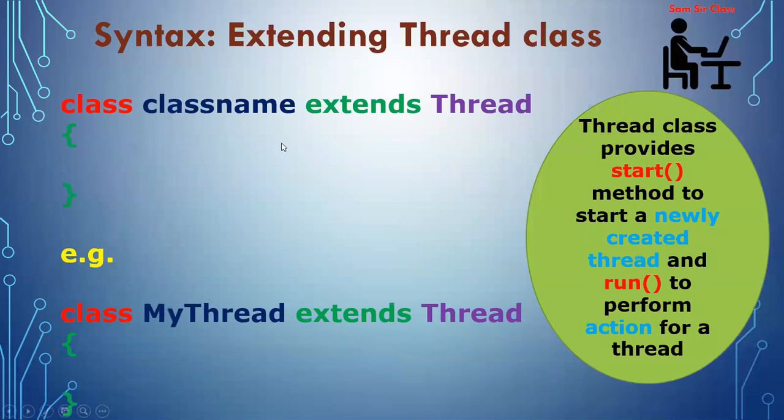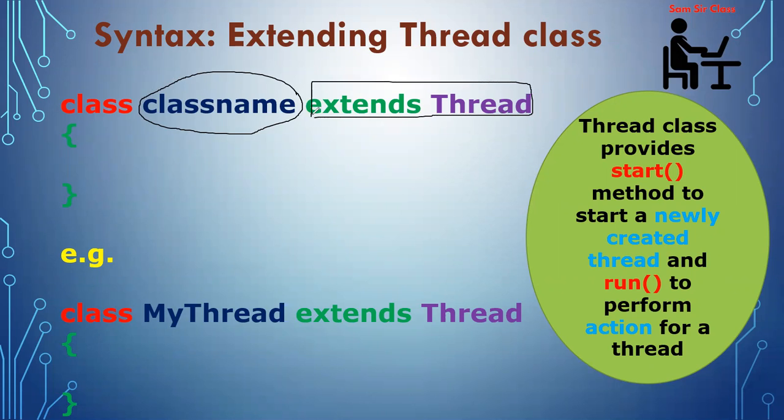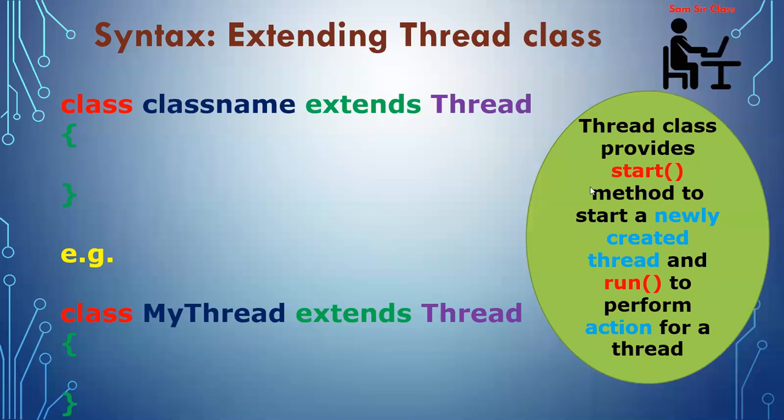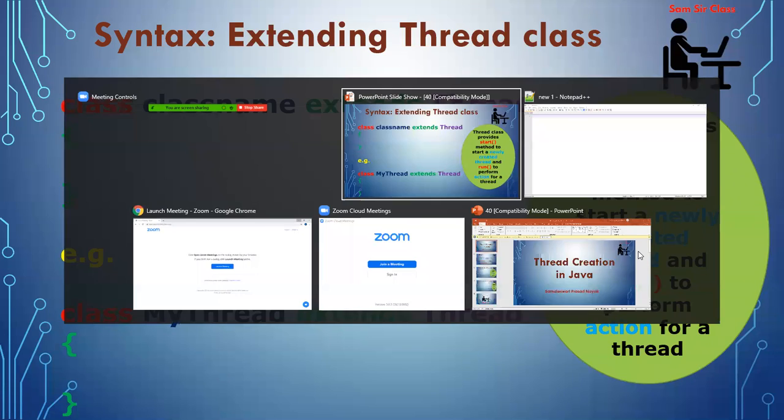Now you can see this is the syntax for creating one thread by extending the Thread class. You write your class name, whatever name you want to provide, but you have to use the keyword extends and the class name. But why are you inheriting the Thread class? Because the Thread class provides the start method, which is used to bring the thread from the new state to the runnable state, and it also provides the run method to perform the actions. So how will we implement these two methods? Let's see through an example.